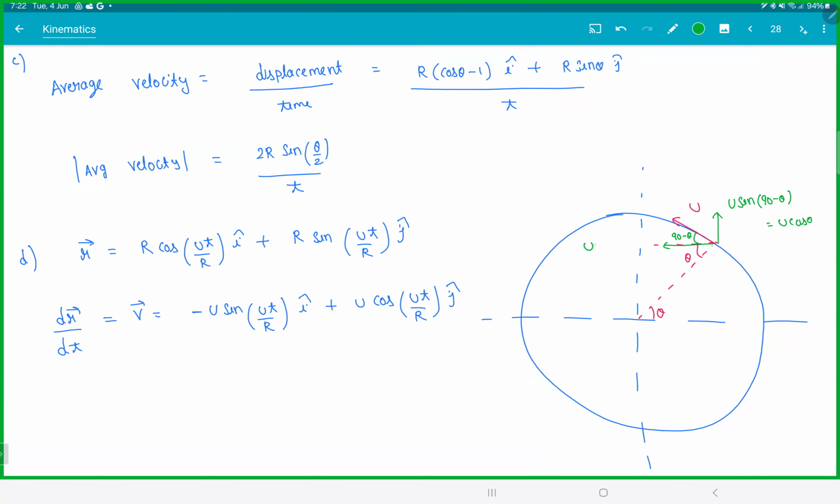And this is u cos(90 minus theta), which is u sin theta. There, that's what you got. So this is minus u sin theta i cap, pointing left side. That's why minus i cap. This is u cos theta pointing upward, so u cos theta, check. So if you understood the meaning of dr by dt, velocity, either you can differentiate or you can just take velocity and divide into components. It's the same thing.